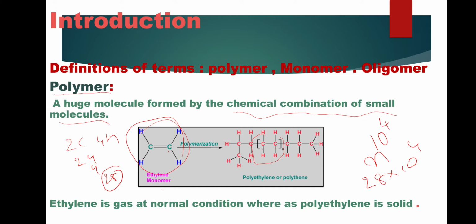And the specialty is, it doesn't have the properties of the small molecule. For example, ethylene at room temperature is a gas, but polyethylene is solid. That itself is a big difference.